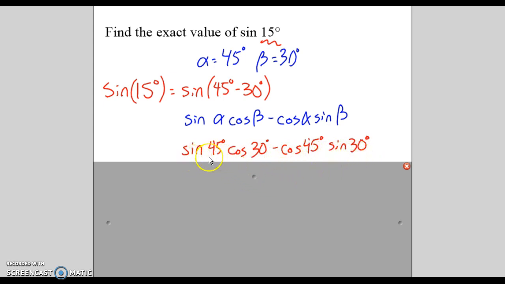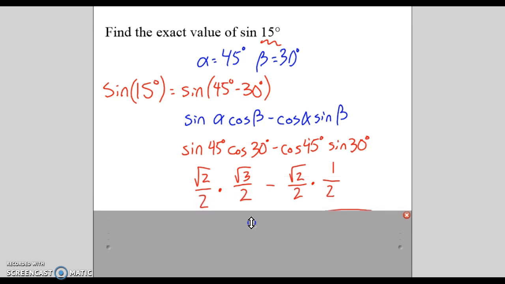Now you'll notice these are four different trig functions, but they are all of angles that are on my unit circle. So I can use my unit circle to look up all those values. Sine 45 degrees is square root 2 over 2. Cosine 30 degrees is square root 3 over 2. Cosine 45 degrees becomes square root 2 over 2. And sine 30 degrees becomes 1/2.